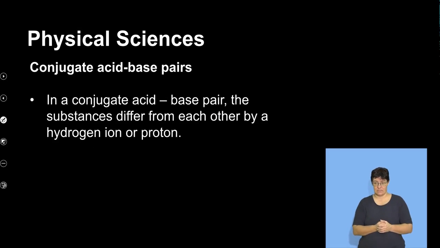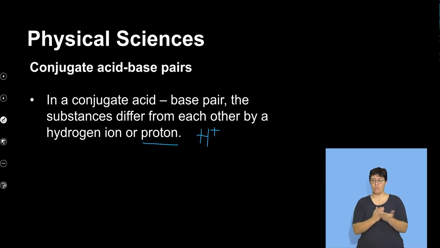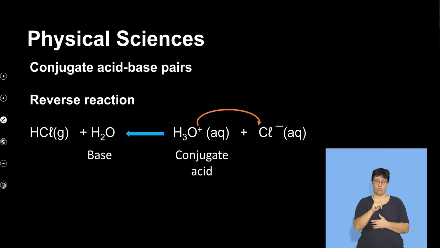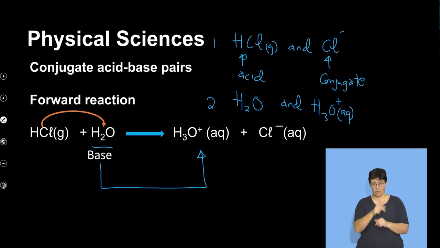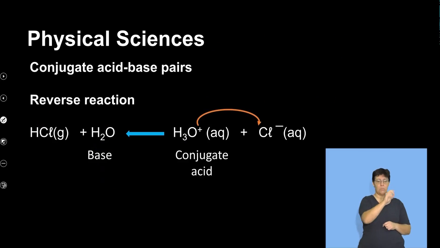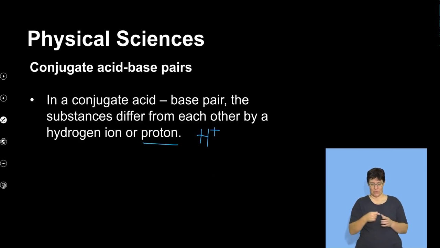So in a conjugate acid-base pair, the substances differ from each other by a hydrogen ion, or a proton. The difference is always the H plus. If we go back a little bit to those pairs, the difference between HCl and Cl minus is the H. Also, the difference between the water molecule and the hydronium ion is 1 proton. So that's what this bullet serves to say to us.